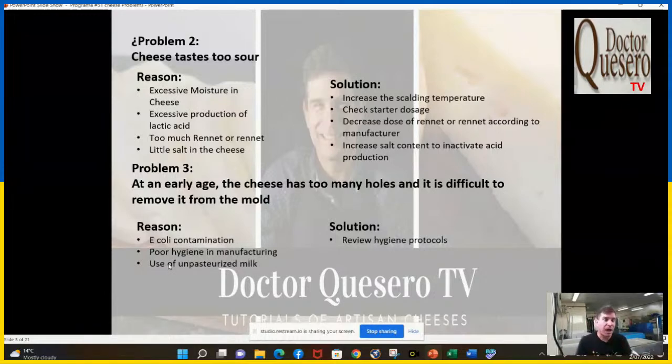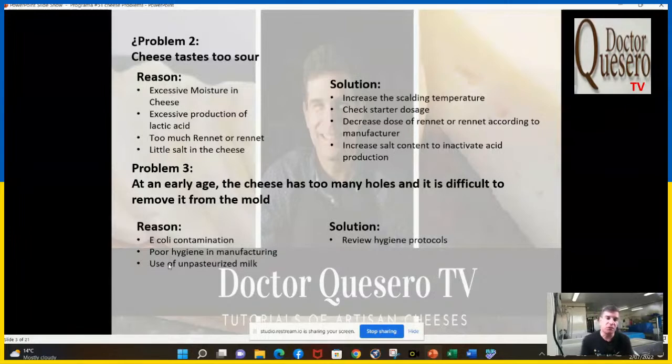Okay, solution. If you have holes in your cheese at an early stage, it is because your hygiene protocols are very poor, and you have to review them. You have to increase your protocol, and you have to avoid this contamination. How do you achieve that? The procedure is to improve your protocols.